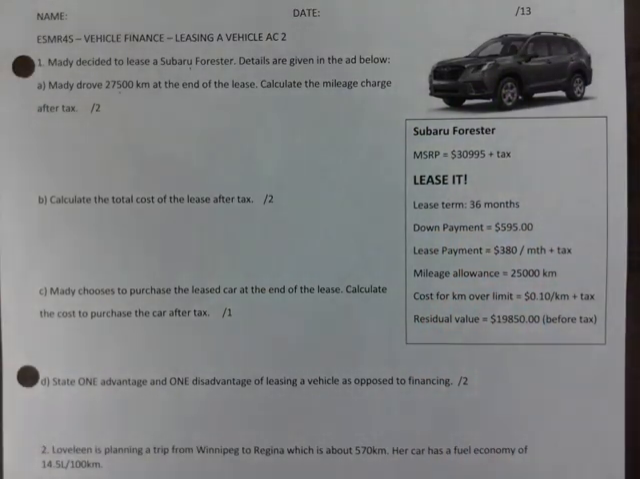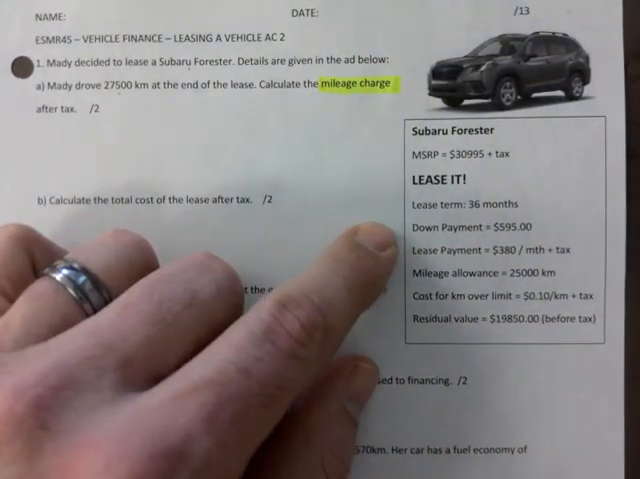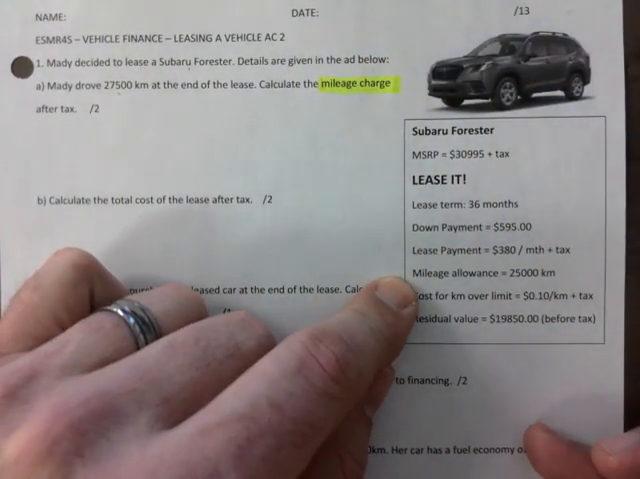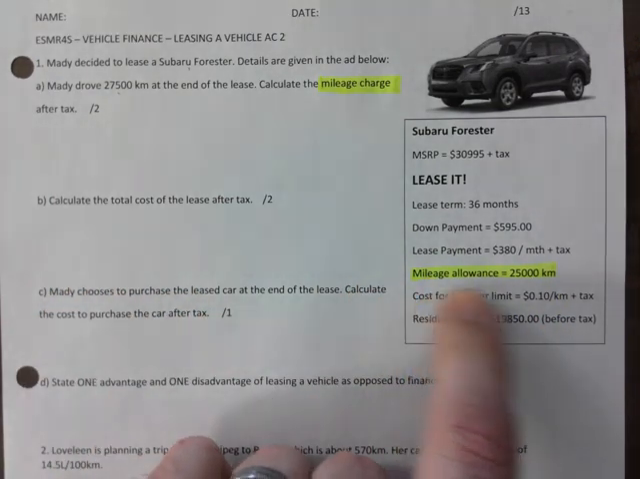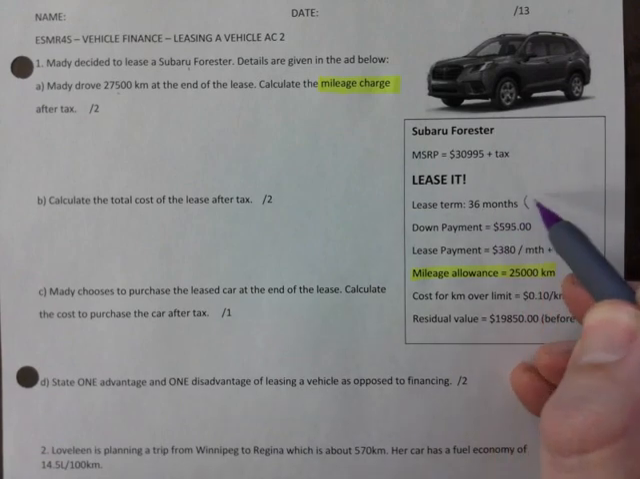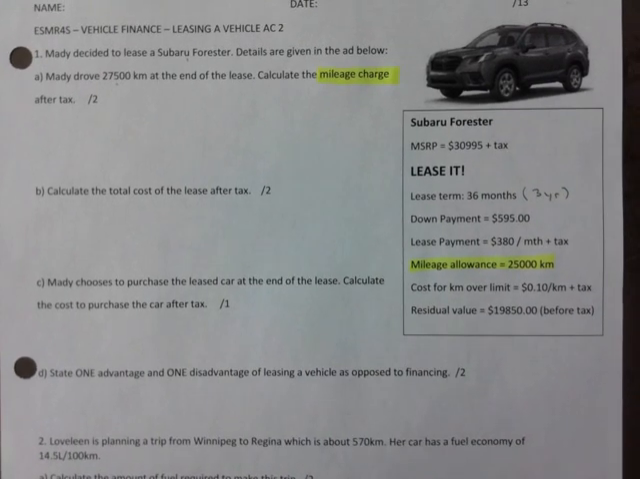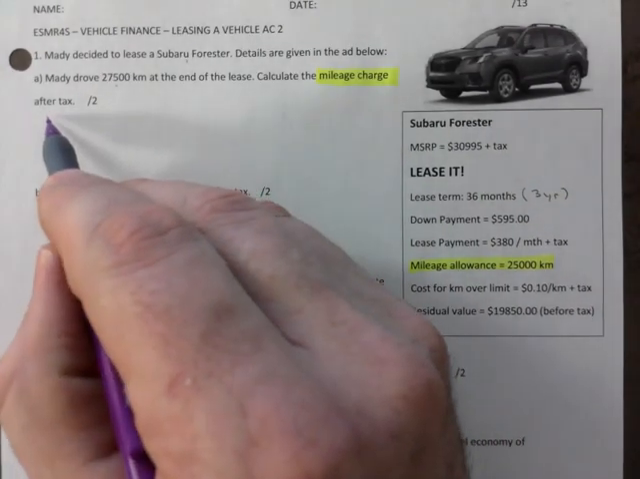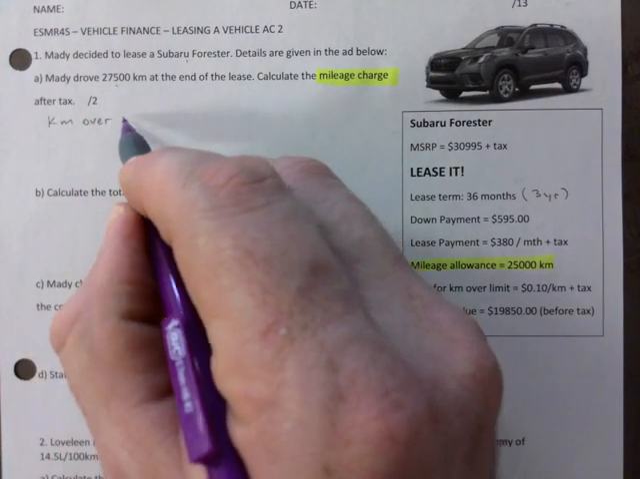So if you scan this, the mileage charge right there, we need to look up how much we are allowed to drive. And right here, we're told that the mileage allowance was just a flat 25,000 kilometers, not per year, nothing like that. I hope you understand, right? 36 months, that's a 3-year lease. Okay, we can go back and forth. So to figure out the mileage charge, it's kilometers over limit or something like that.